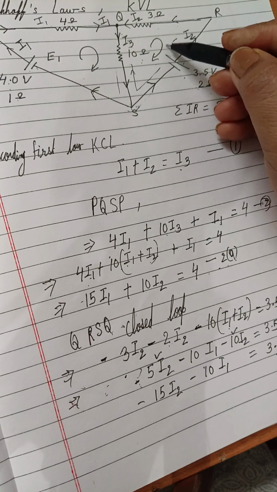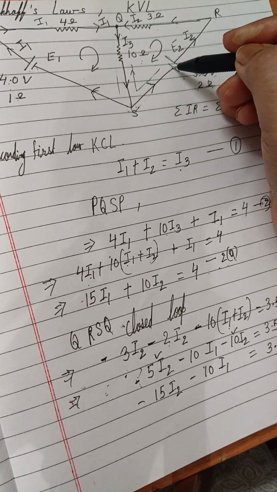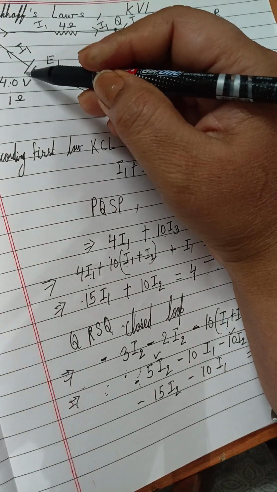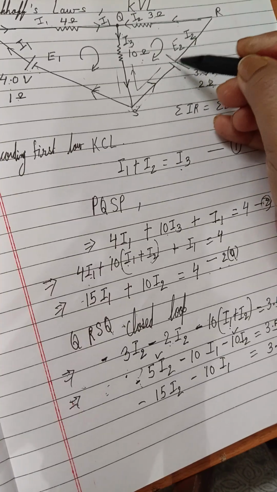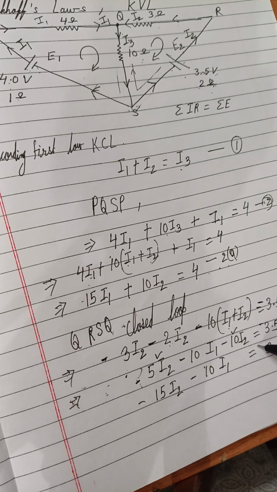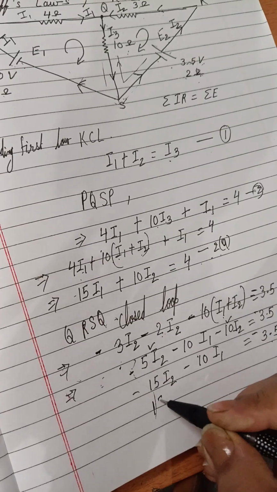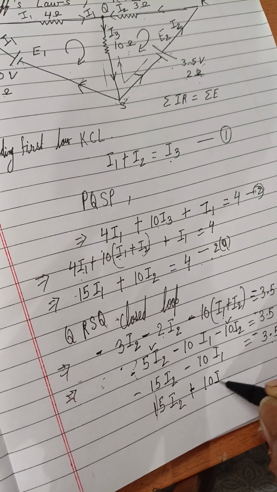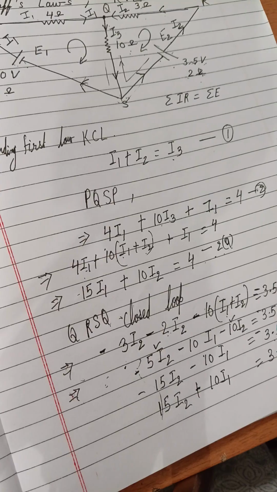but here you can see the direction. The direction of this one is positive to negative, and you know that when the current is moving in the direction of negative to positive, then only it is plus. But here it is moving from positive to negative, so it is minus also. So when it is minus, all these minus signs are going to be removed. So we can write 15I2 plus 10I1 is equal to 3.5. Okay, this is your equation 3.